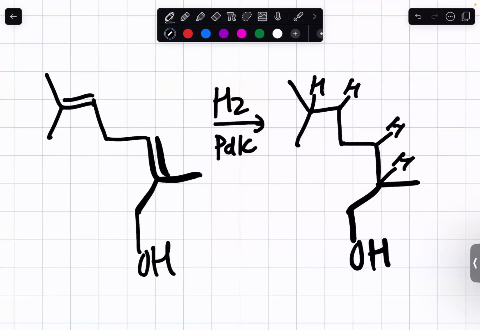Do you see any chiral centers here? Is it on the first hydrogen on the left? Or let's say this is A, B, C, D. Are any of these chiral centers?